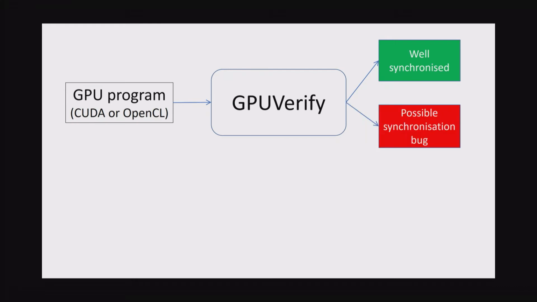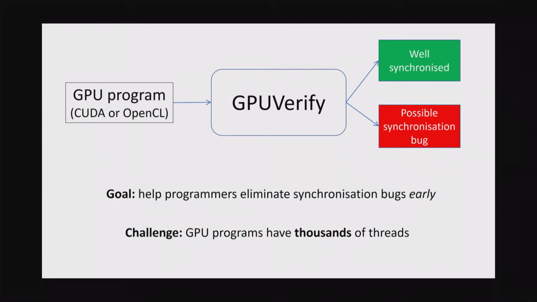So the idea of GPU Verify is we give it a piece of GPU code that's written either in CUDA, which is the language we saw a bit earlier in the demo, or OpenGL, which is an open programming model that's a bit like CUDA. And what it does is it thinks for a while, and it tells us either that the program is well synchronized, that means barriers have been used appropriately in the program, or it says that there's a possible synchronization bug, a case where you may have misused a barrier or omitted a barrier where a barrier was needed. The goal here is to help programmers who are writing code in these languages to develop reliable code, and the big challenge is how we cope with this behavioral explosion because of all the threads running the GPU program.